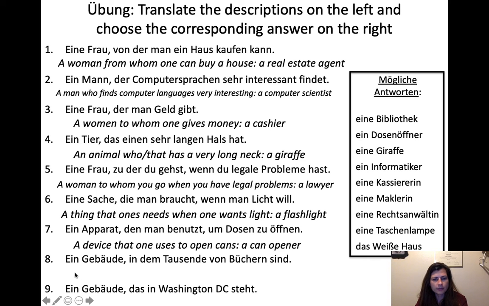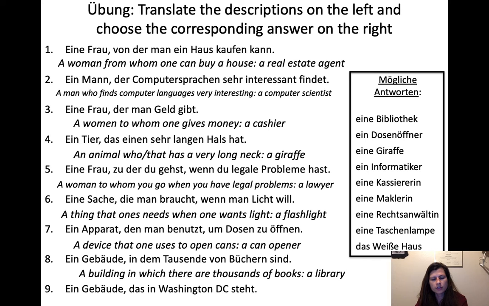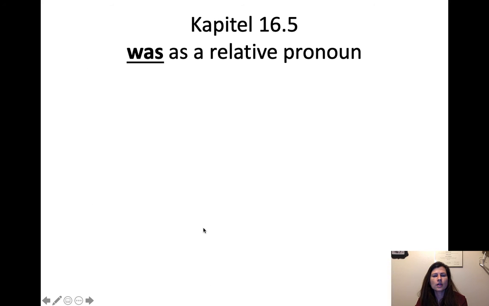Ein Gebäude, in dem Tausende von Büchern sind. A building in which there are thousands of books. That's called a library. Eine Bibliothek. So, a building in which are thousands of books. Yeah, in which. Ein Gebäude, das in Washington, D.C. steht. A building that stands, or a building that is in Washington, D.C. Das ist das Weiße Haus. The White House, yeah. Okay, now let's use was as a relative pronoun.